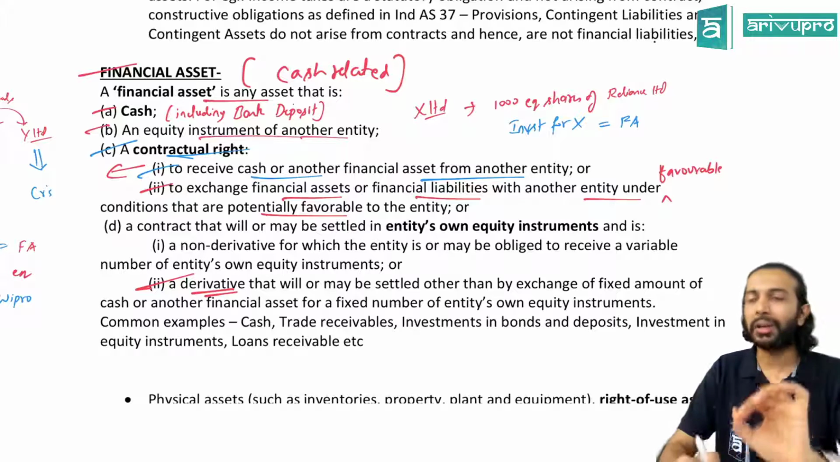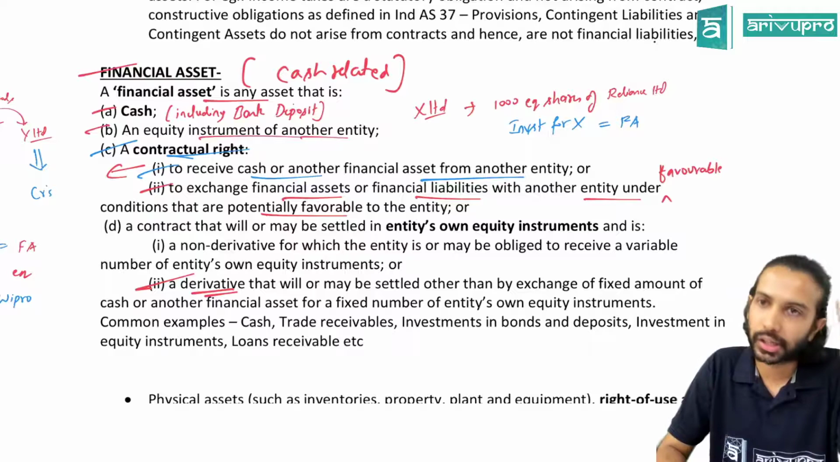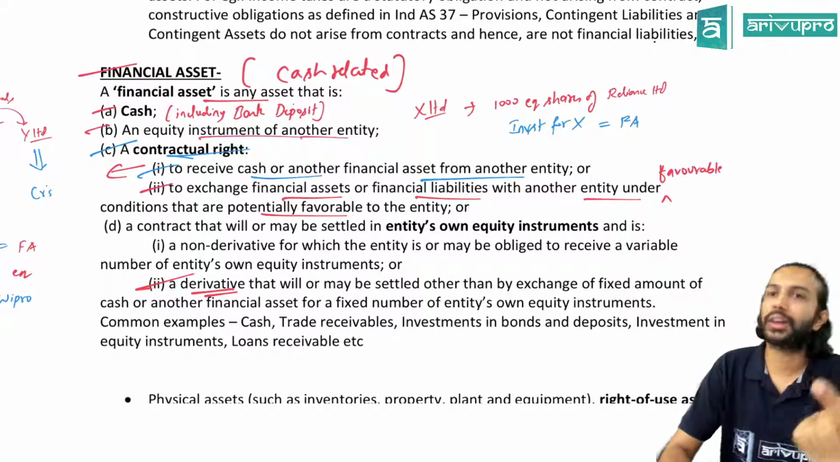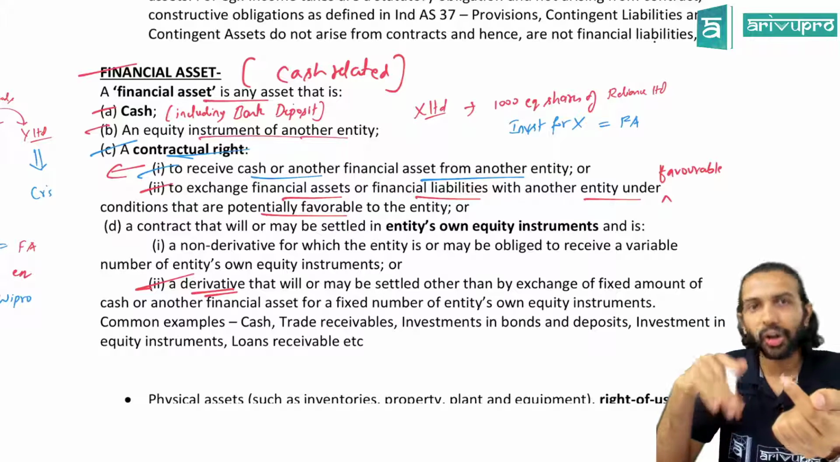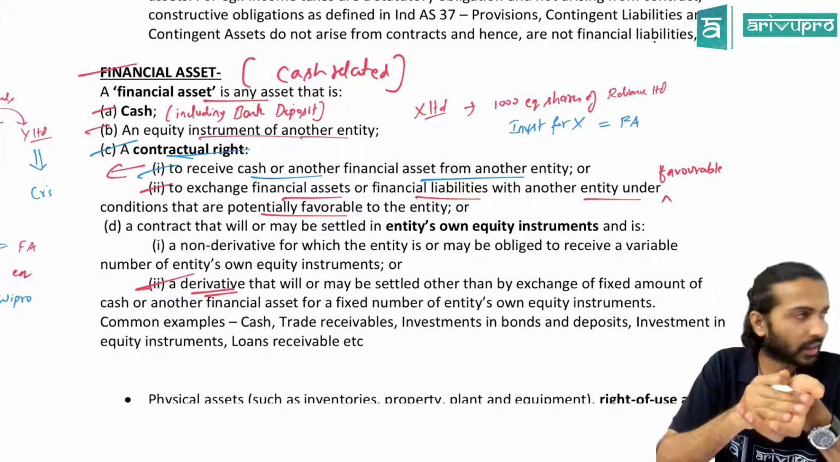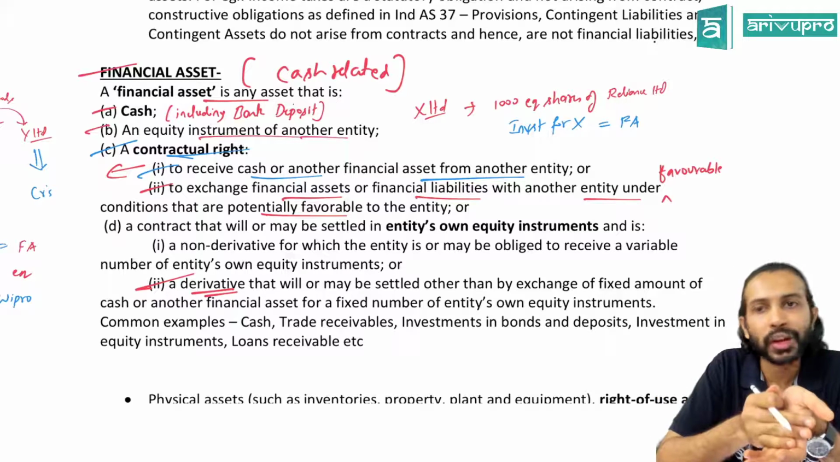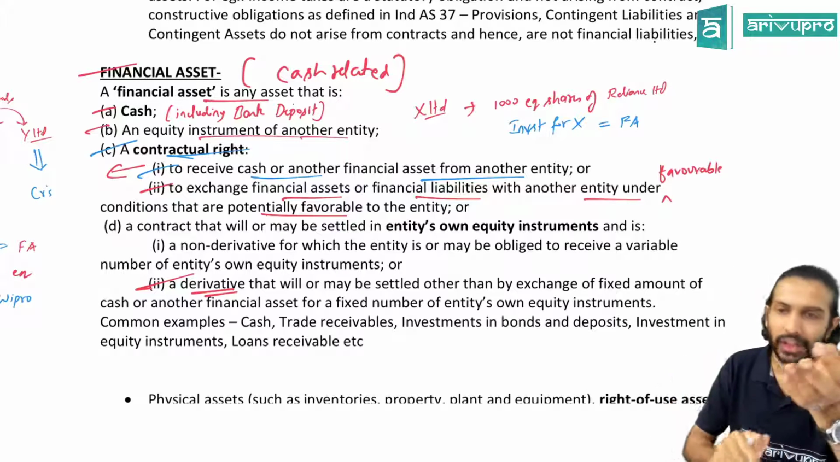Okay, for the time being, you know that a derivative can also be a financial asset. It can also be a financial liability, because when you enter into a derivative contract, you can make a gain or you can make a loss. If you are in a gain scenario, then it becomes a financial asset. If you are in a loss position, then we book it as a financial liability. So this derivative will come under both.